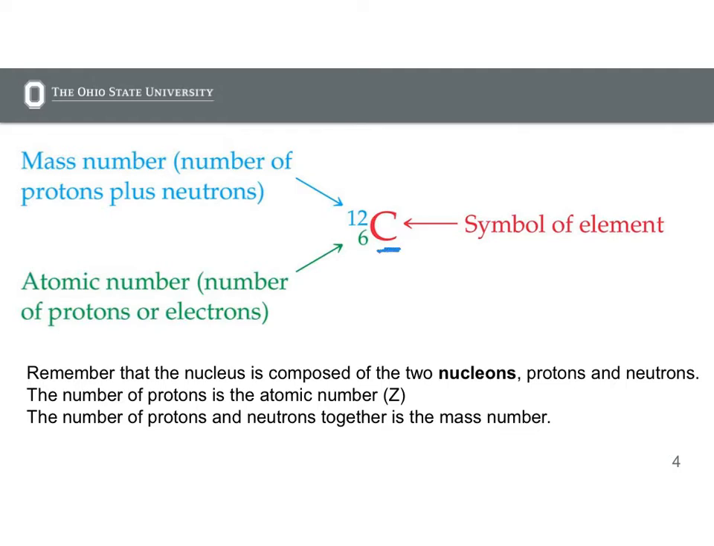You take your symbol for your element, put the mass number superscript to the left, and the atomic number subscript to the left. We don't often write the atomic number subscripted because it is synonymous with the atomic symbol. So if you know the symbol, you know the atomic number. If you know the atomic number, you know the symbol. So if we go back, that looks like this. All right, mass number, top left.